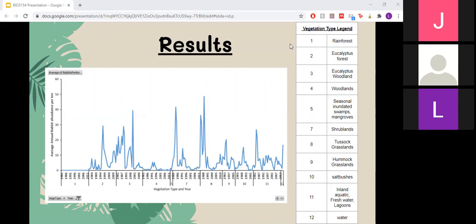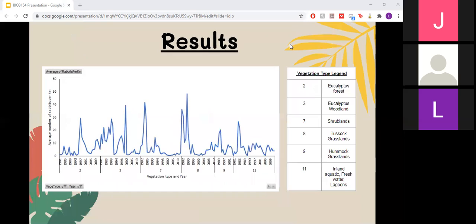This first graph shows the rabbit abundance for all vegetation sites between the years 1981 to 2012. As we can see, the most abundant sites are sites 2, 3, 7, 8, 9, and 11. And so we decided to focus on these sites to see any possible trends that we could find. So this is just the same data, but with only those 6 sites that we're focusing our data on.